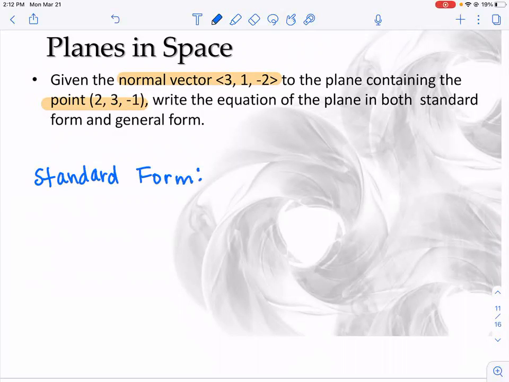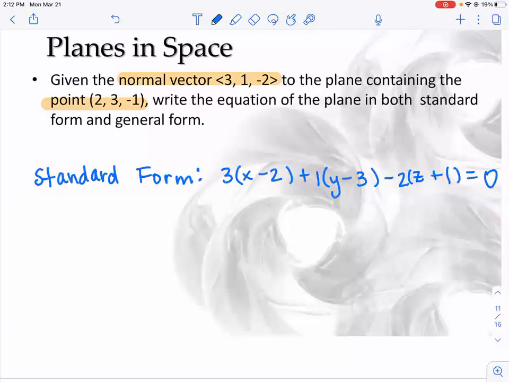So for our standard form, we're going to take our vector 3, 1, -2. 3 gets multiplied to x minus x naught, plus 1 gets multiplied to y minus y naught, plus -2 gets multiplied to z minus z naught, and that equals 0. When we formed this, we were taking the dot product of two orthogonal vectors. So this would be our standard form.